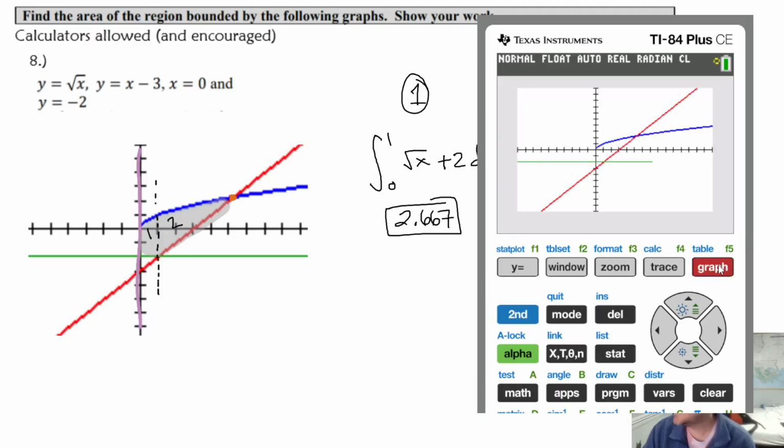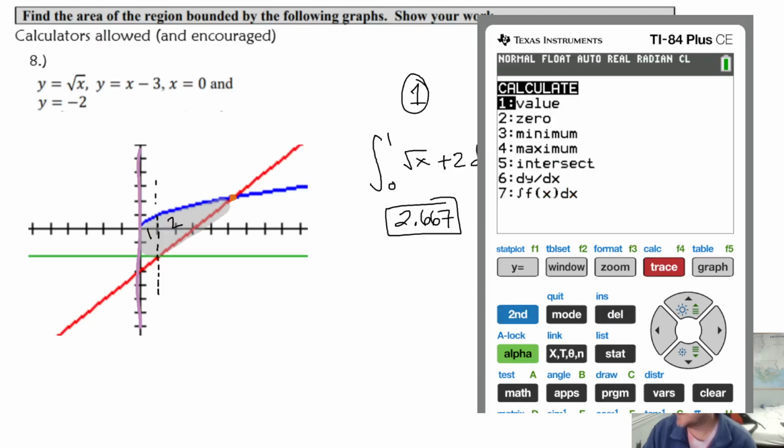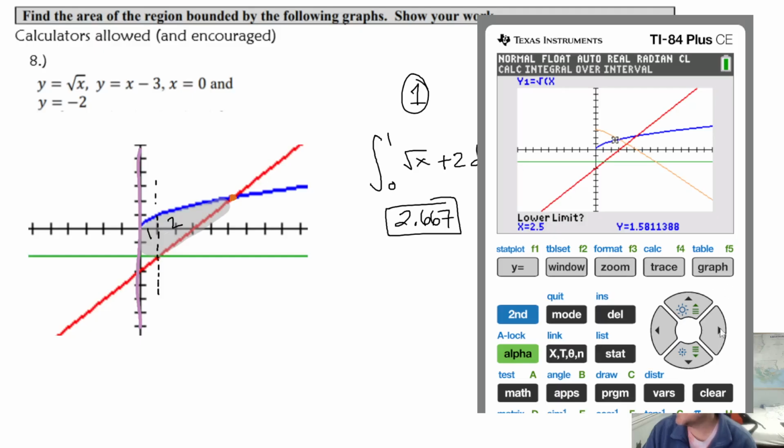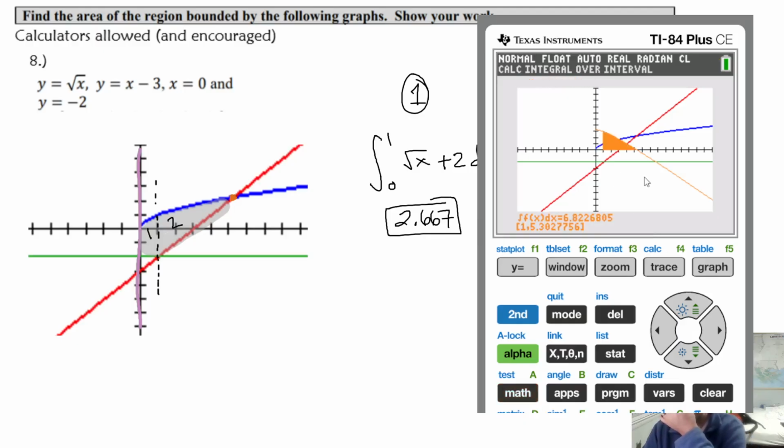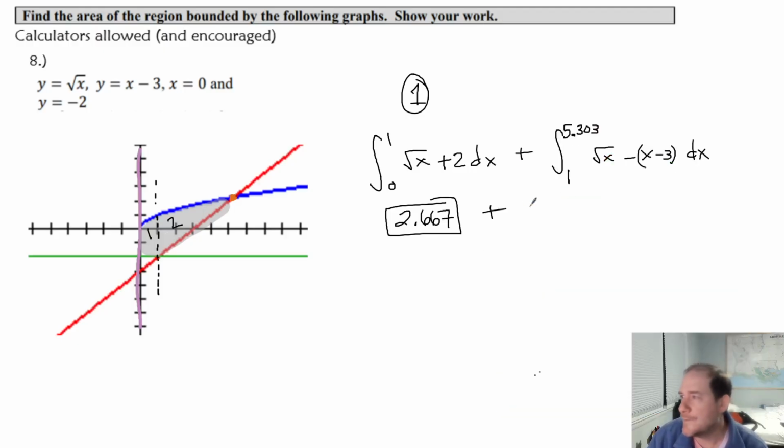Hit graph, and there's the little orange function this time. Just do it all again, second calc, option 7. Make sure you're on the orange function, which is down, down, down. Press enter. I mean, don't press enter. Enter your lower limit, which for us wants to be 1. And our upper limit, you may remember we stored as a. That'll take us out to the 5.303 and give us an area of 6.823. Get this out of here. I said out of here. Perfection. 6.823.